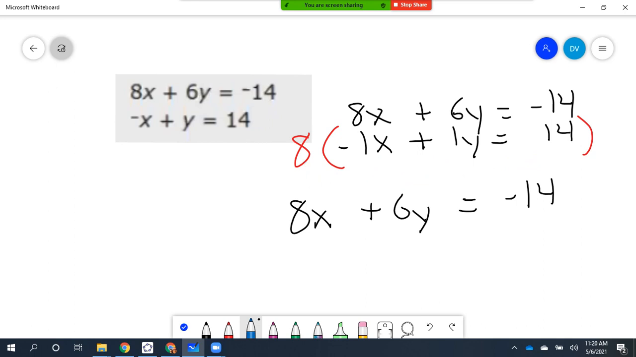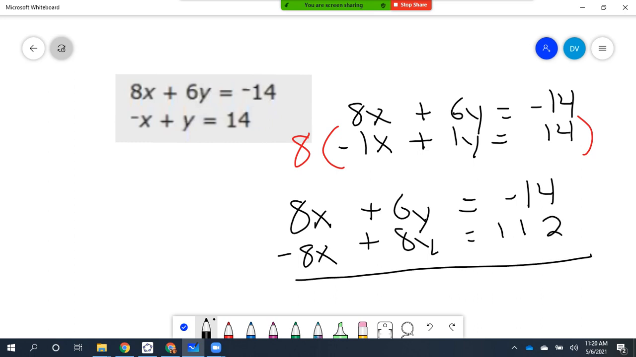So 8 times negative 1x is negative 8x. 8 times positive 1y is positive 8y. And 8 times 14 is 80, and 80 and 32 is 100 and, I think it's 112, isn't it? 80 and 30, yeah, it's 112. Okay. All right, so make sure you write those down, please.